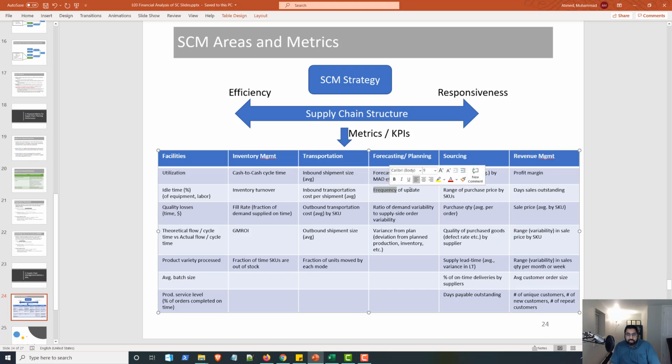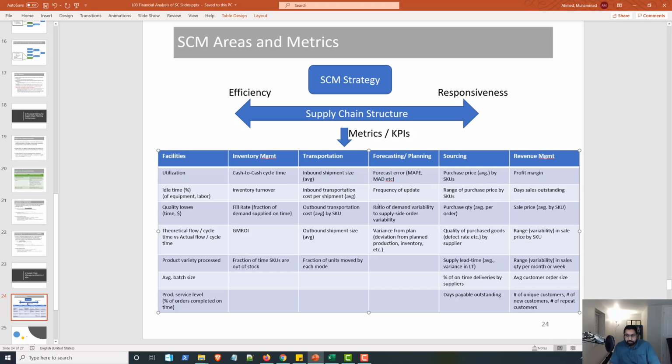Okay, frequency of update. How often do you update your forecasting? MAPE, by the way, is just mean average percentage error. It's just the percentage amount your forecast was off from the real demand. So if your MAPE is 10%, your forecast is going to be within 10% of the actual demand.